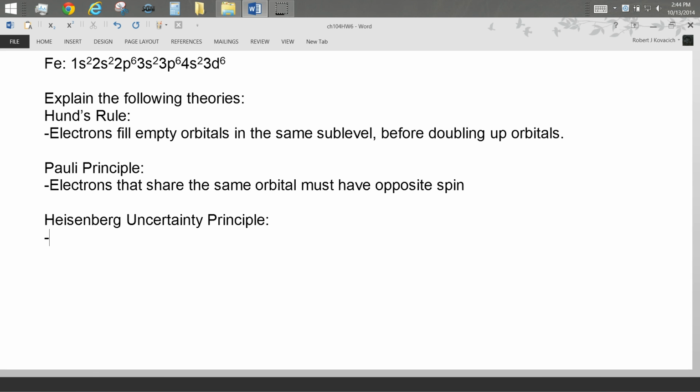Heisenberg's uncertainty principle? That's where, if we went to take a picture, the energy of the light would bounce electrons around, moving them before the picture was taken.